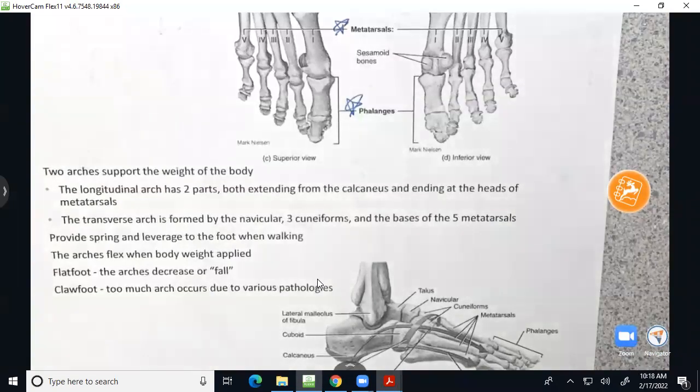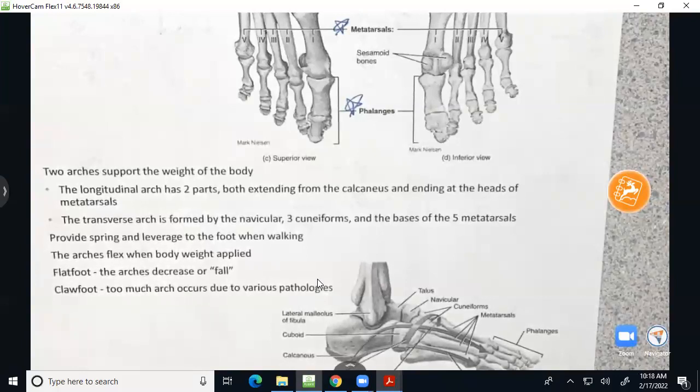Unfortunately, there are situations where the arches can be either too much or too little. Pretty straightforward, I would think, what flat foot is, where the foot is more flattened because the arches have decreased or fallen. Very common in athletes, especially like runners and jumpers, because just putting all that weight down on the body repetitively pushes down. Opposite of that is clawfoot, where there's too much arch, and there's a variety of reasons that causes or is caused. There's a fancier term for both of those: pes planus, pes cavus, but flat foot, clawfoot's perfectly fine for this class.